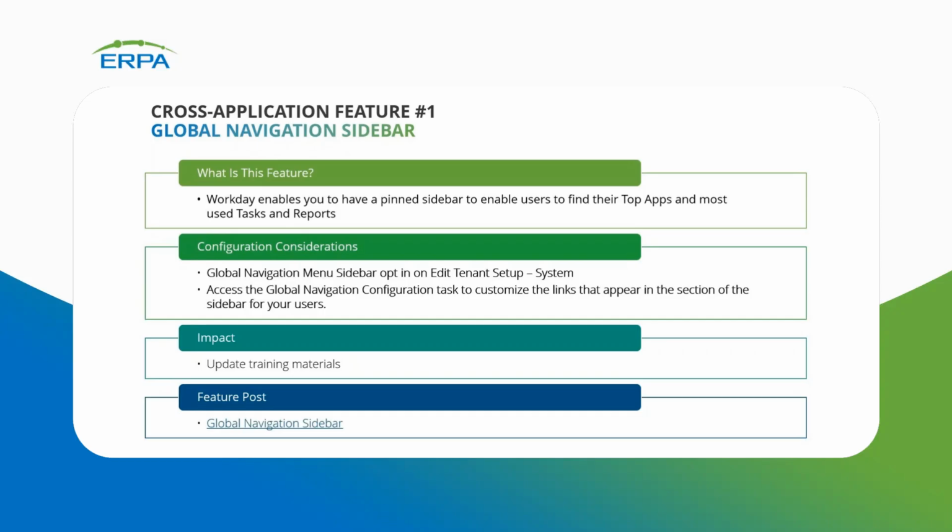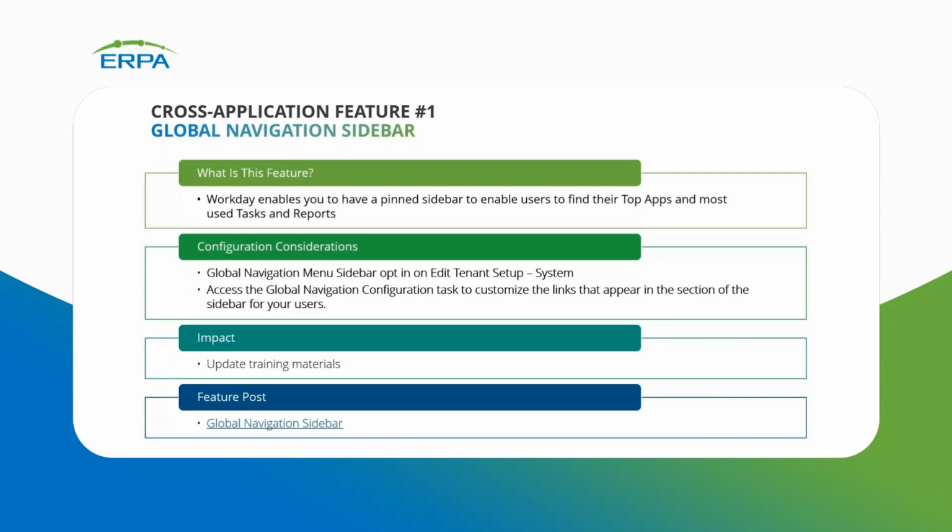There is an opt-in for it. It's a really simple one. It's in Edit Tenant Setup - System. There's a global navigation menu sidebar opt-in checkbox you can check, and once it's on, it's on. We feel, aside from usability for your users, being able to quickly access their favorite tasks and whatnot, that the biggest impact is obviously on your training materials, because the look and feel of your homepage and your other pages may now feel a little bit different.